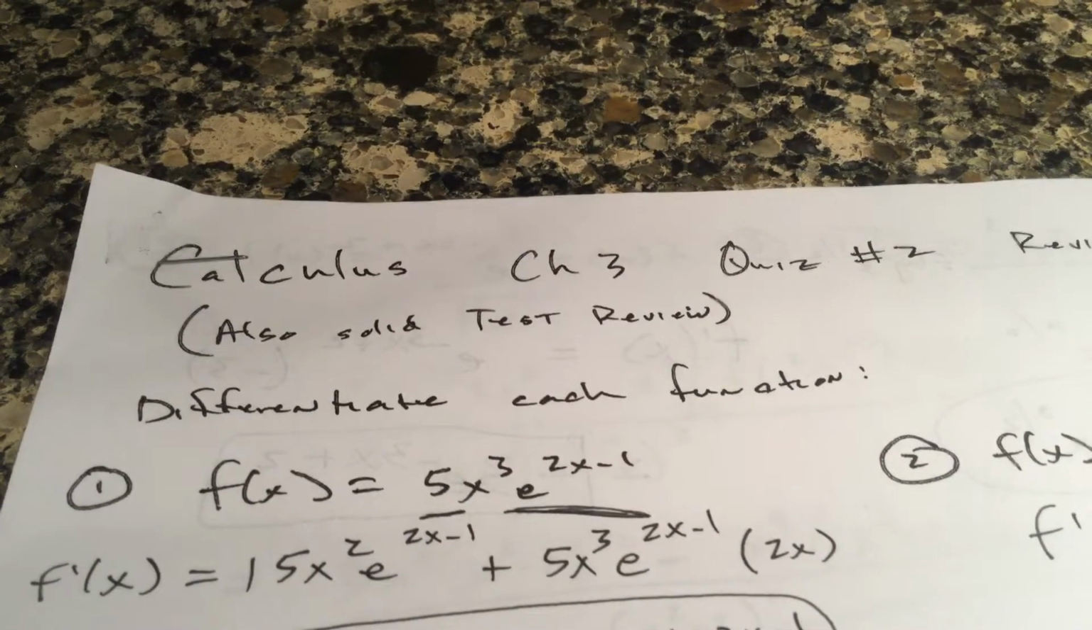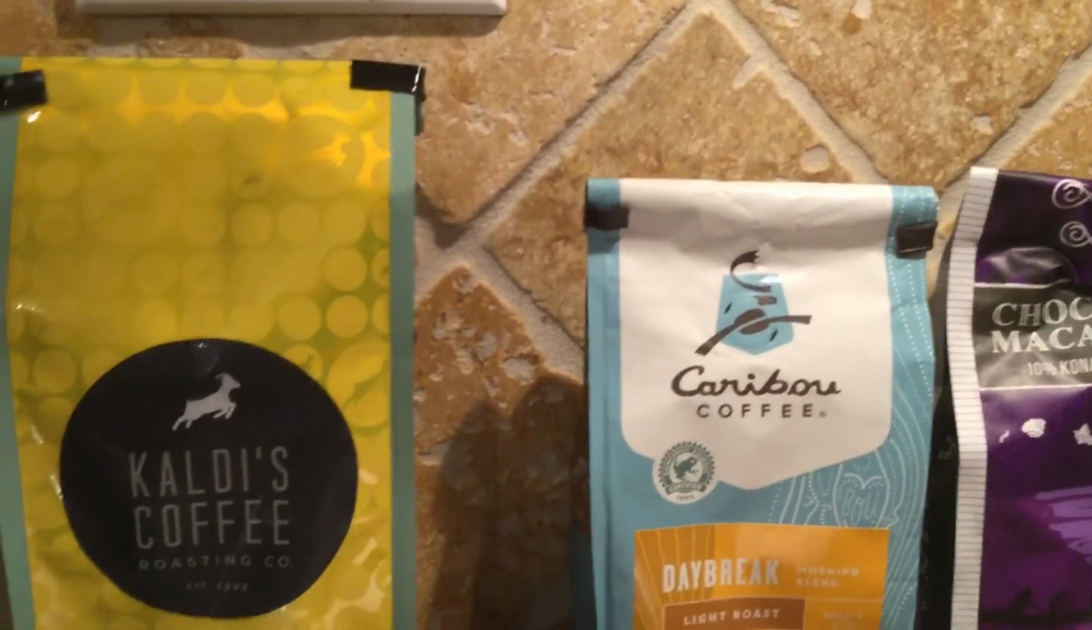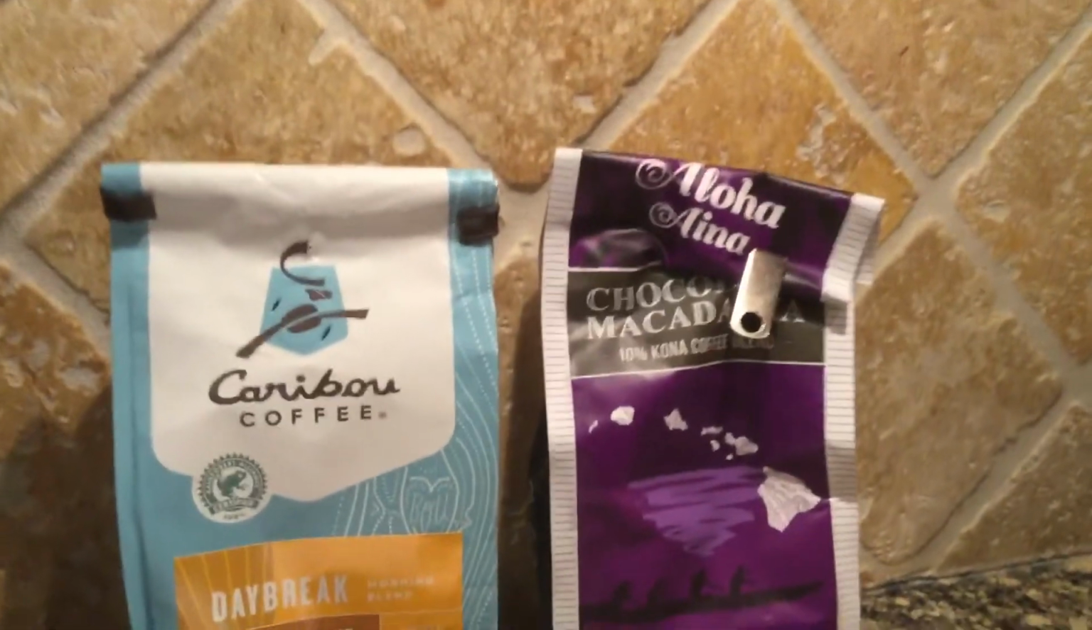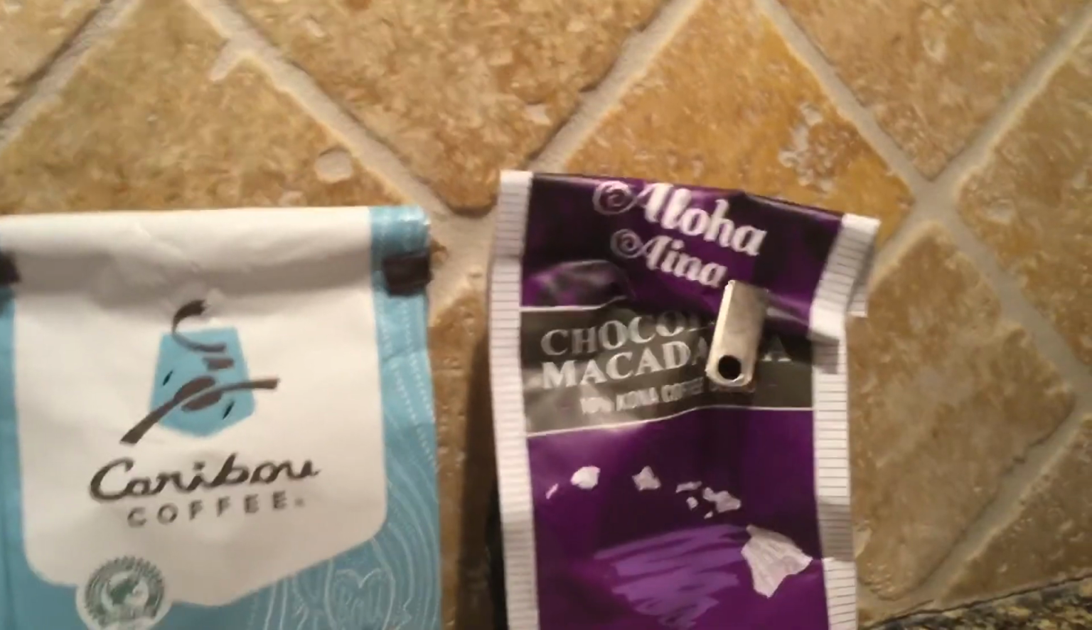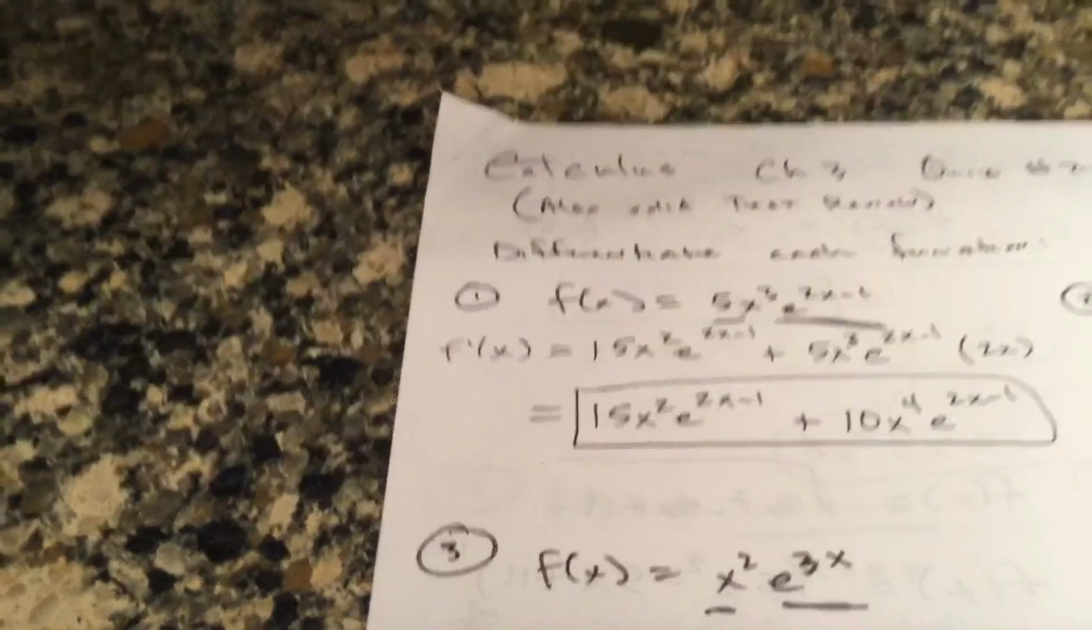In class today, we're brought to you by Caldi's Coffee, Caribou Coffee, and Maui, Hawaii's 4th best coffee. All right, Yogi's in the background there whining, wants to be played with here.